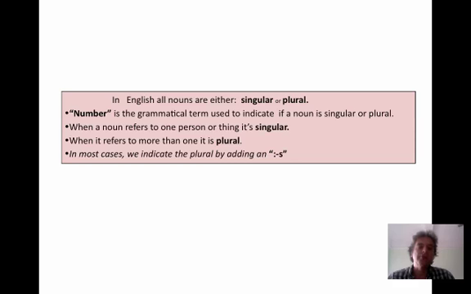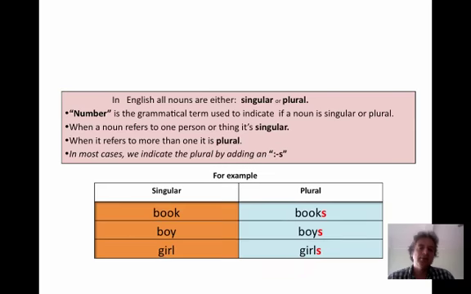In most cases, we indicate the plural by adding an S. For example, as you know, the plural of book, boy, and girl is formed by adding the S. Books, boys, and girls.